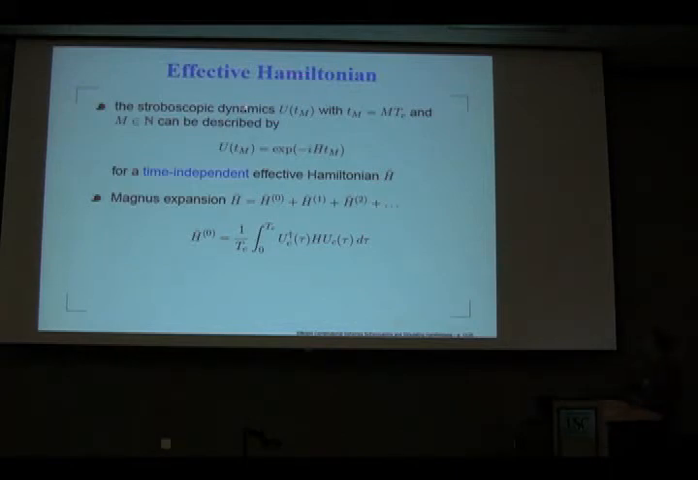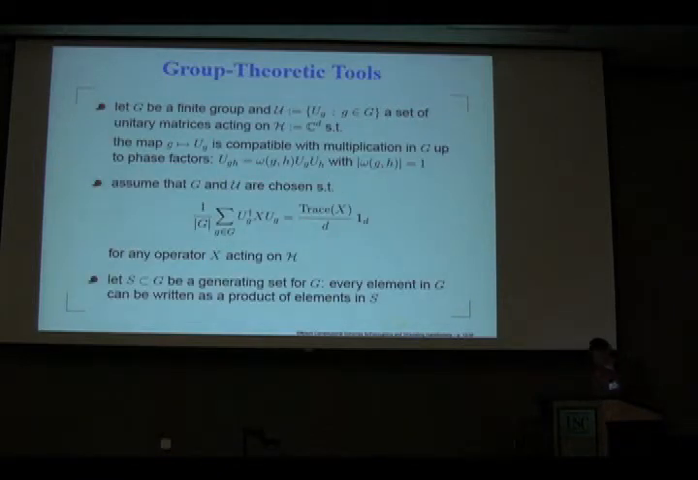The stroboscopic dynamics at the time points t_m, where t_m is m times the cycle length, can be described here by this effective Hamiltonian, which is again time independent. Here we have again the Magnus expansion, but now the expression for the zeroth term of the Magnus expansion is maybe a little bit more complicated. Again, we're going to be looking at this here. And again, by symmetrizing, we can achieve that the term h bar 1 is equal to 0.